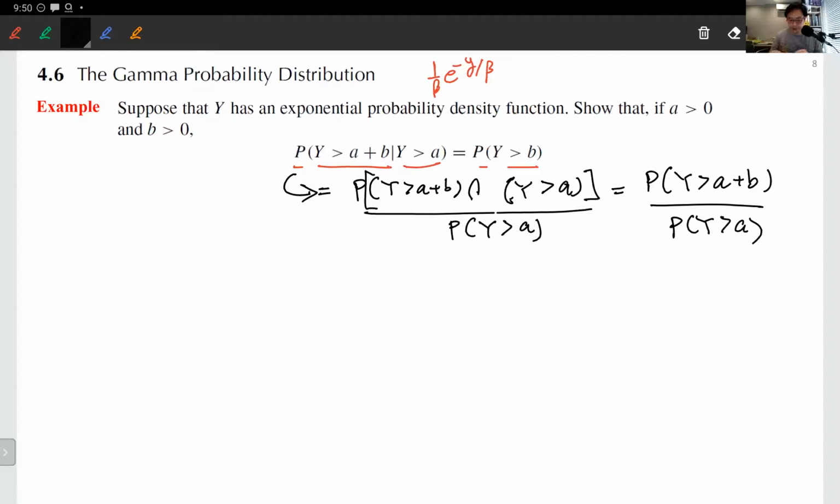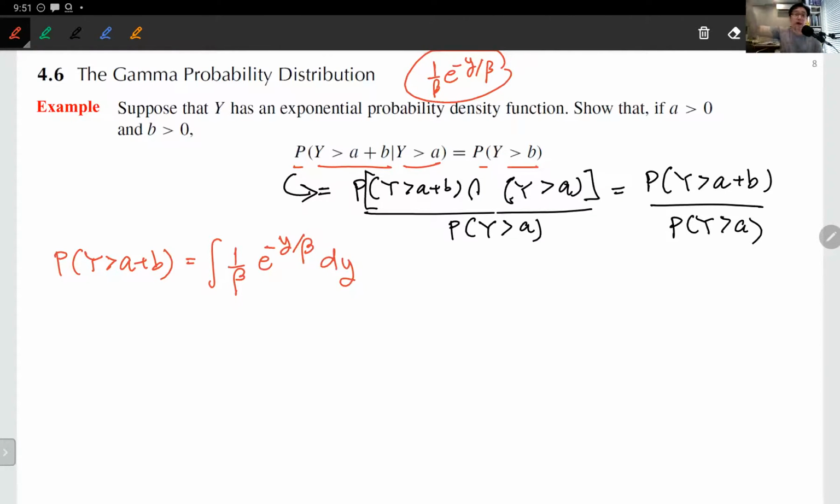All right, so what you want is to figure out the probability when y is larger than a plus b. Now you're going to have to practice a bit. You have to do the integral of the distribution function itself, 1 over beta e to the negative y over beta dy. And you want to go beyond a plus b, so you're going to start from a plus b all the way.